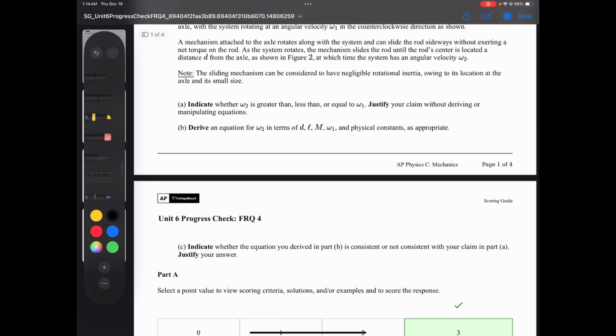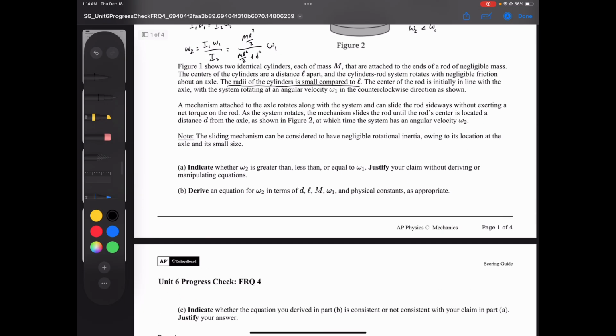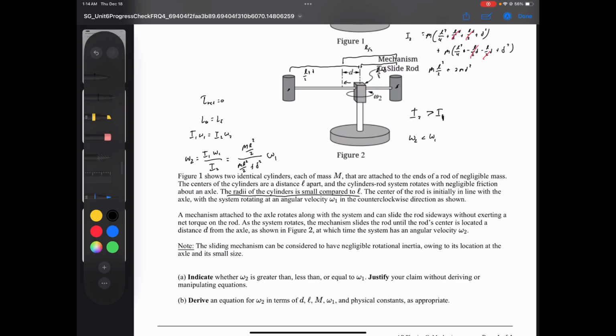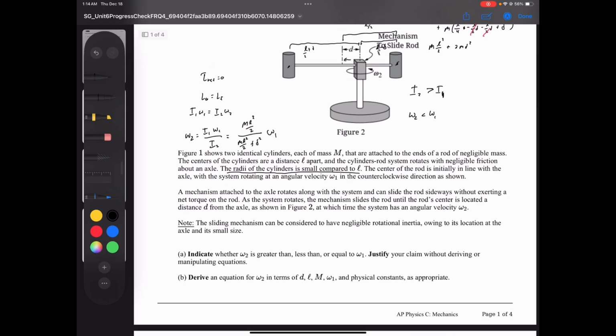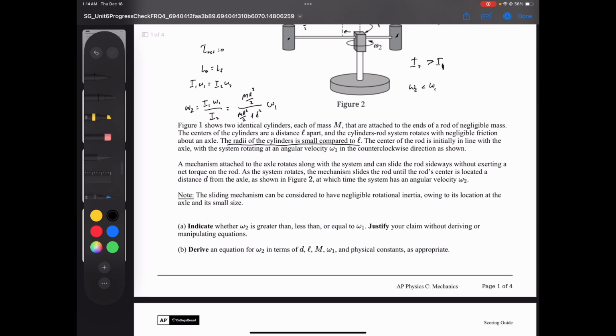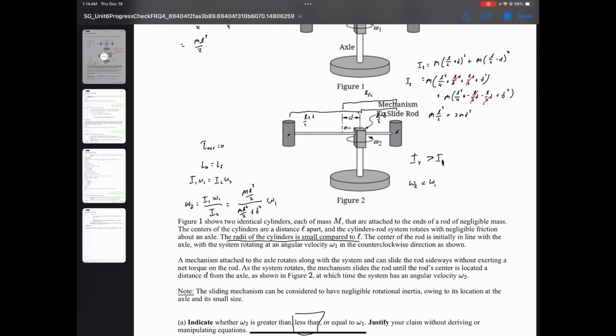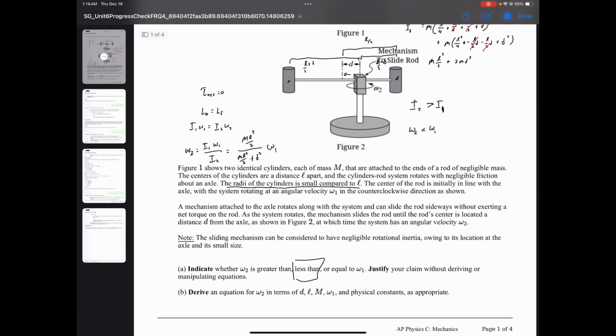And then for part C, indicate whether the equation you derived in part B is consistent or not consistent with the claim in part A. Well, the claim in part A is that omega 2 is greater, right? So if I compare these two things, oh, wait. I said omega 2 is less. It's less than omega 1. I misspoke because I was thinking of omega 1 being greater than omega 2. So the angular velocity in figure 2 is less than angular velocity in figure 1 because of the new mass distribution. In terms of the math, we have this expression.